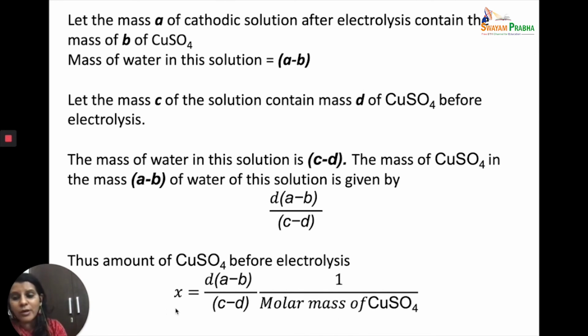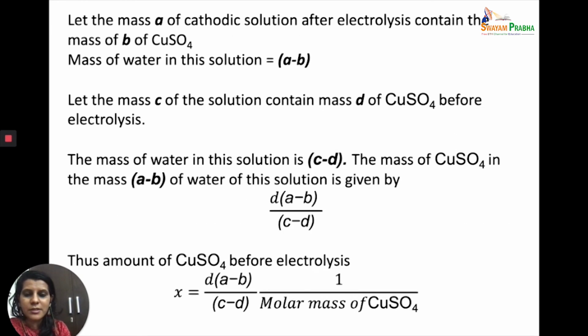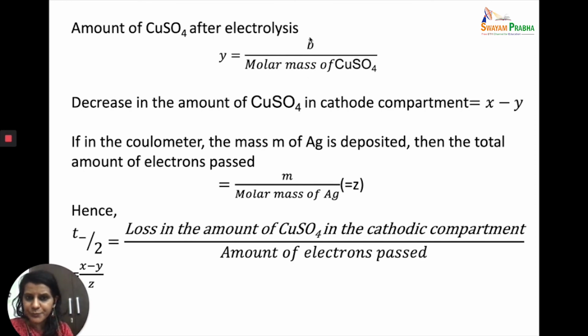This is before electrolysis. Now what about after electrolysis? The after-electrolysis value was B. Now B was the mass of the copper sulfate, and this was present in how much of the solvent? It was present in A minus B. So you divide it by the molar mass of the copper sulfate. So you've got the value of Y. Now what is the decrease in the amount of copper sulfate in the cathodic compartment? It is X minus Y. Now if in the coulometer the mass M of silver is deposited, we are taking a silver coulometer, then the total amount of electrons which will be passed will be mass upon molar mass of Ag.